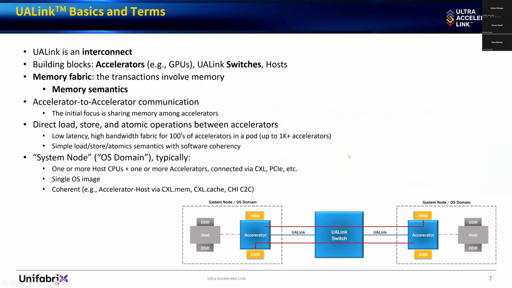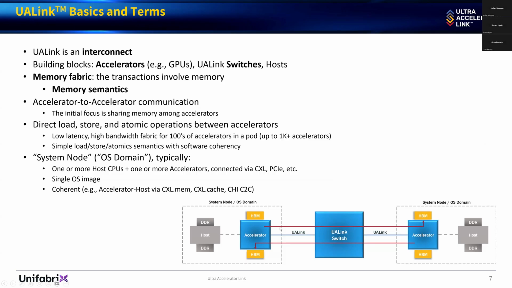Let's go over the basic terms of UALink. So UALink is an interconnect. The building blocks are accelerators, such as GPUs, the switches, and the hosts. It's a memory fabric. The transactions involve memory. It uses memory semantics. It provides accelerator to accelerator communication. And the initial focus is sharing memory among accelerators.